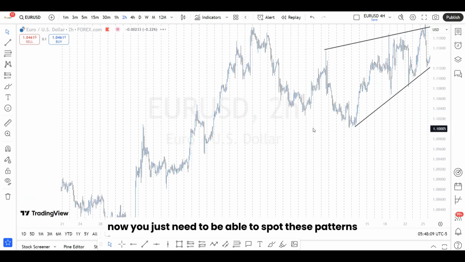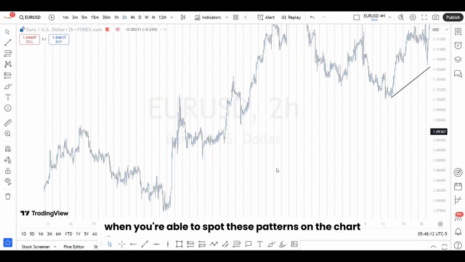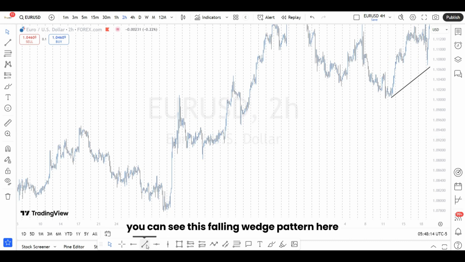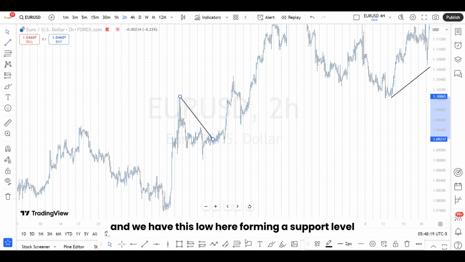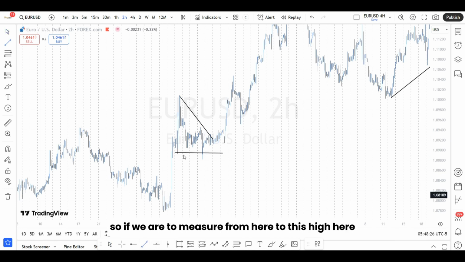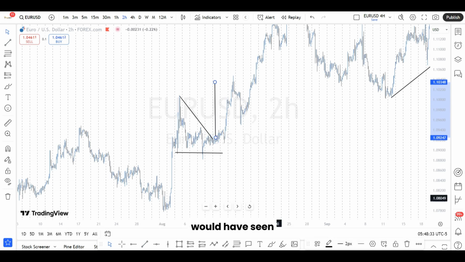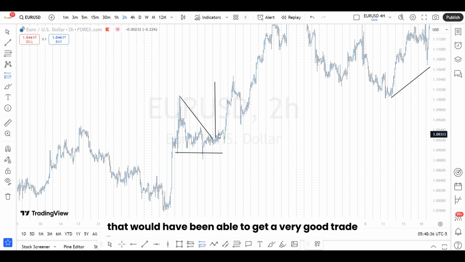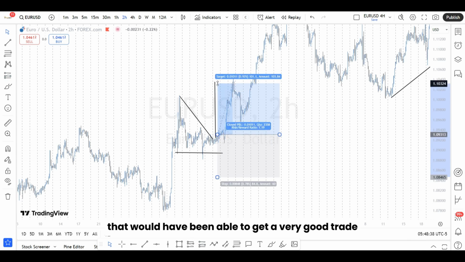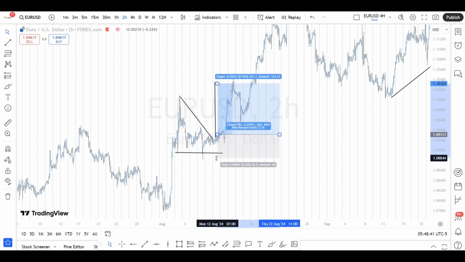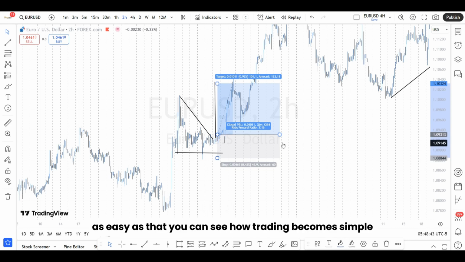Now you just need to be able to spot these patterns on the chart. When you're able to spot these patterns on the chart, you can see this falling wedge pattern here. As the market was falling with this wedge, we have this low here forming a support level. So if we are to measure from here to this high here, I will take that measurement and put it after the breakout of this wedge. We would have seen that we would have been able to get a very good trade, which would have given us 1:2 risk to reward, as easy as that.